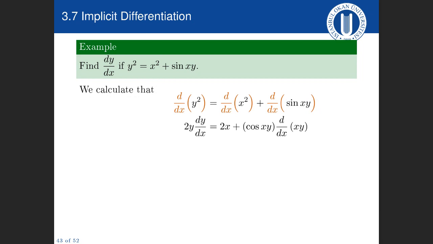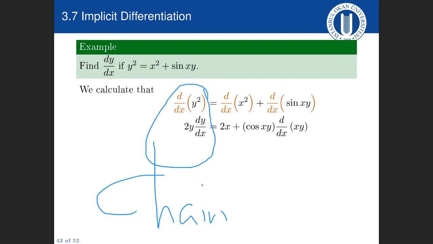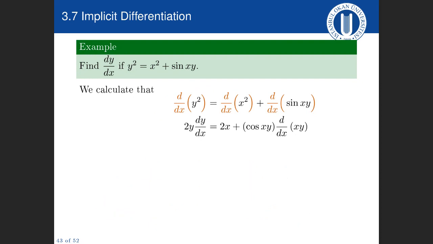So let's do that. On the left side, d/dx of y squared by the chain rule is 2y dy/dx. This is the bit where we're using the chain rule. And then the derivative of x squared is 2x, that's easy. And then chain rule again, the derivative of sin(xy) is cos(xy) multiplied by the derivative of xy.